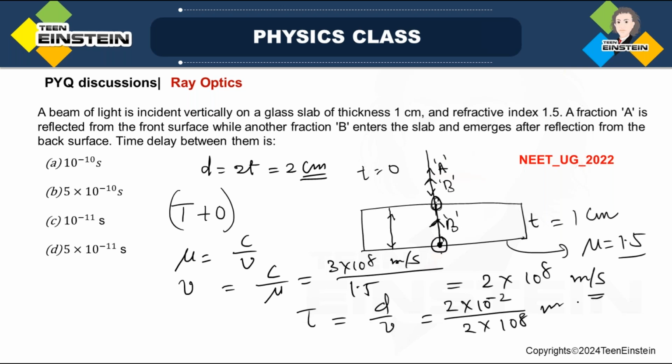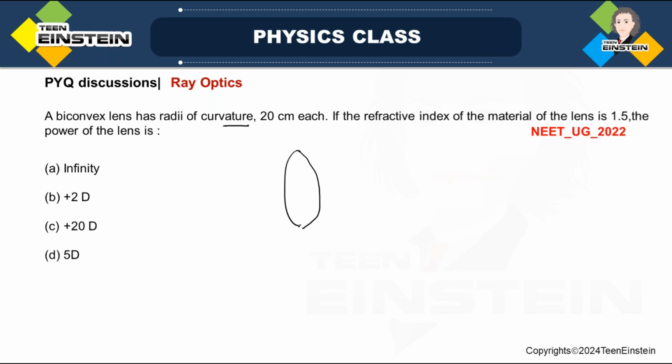Then how much time it takes to cross twice? That will be capital T is equal to d by v. d we have got 2 centimeter, that is 10 to the power minus 2 divided by 2 into 10 to the power 8 meter per second. So this two will cancel each other. This will be 10 to the power minus 10 second. So option A will be the correct answer for this question.